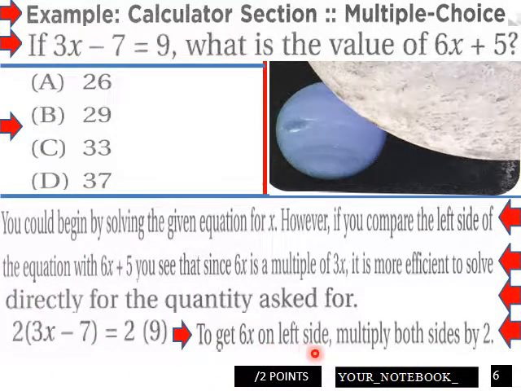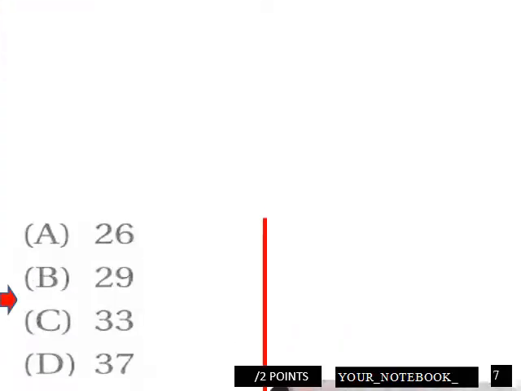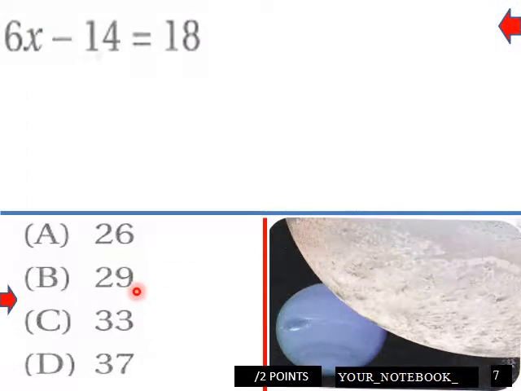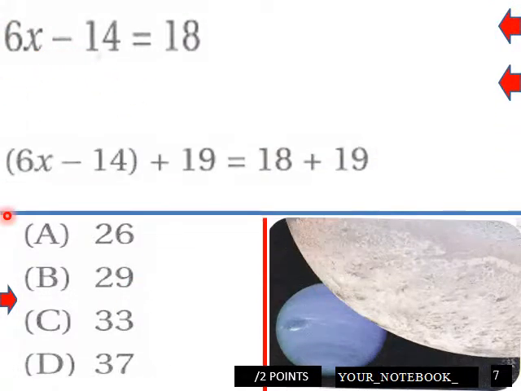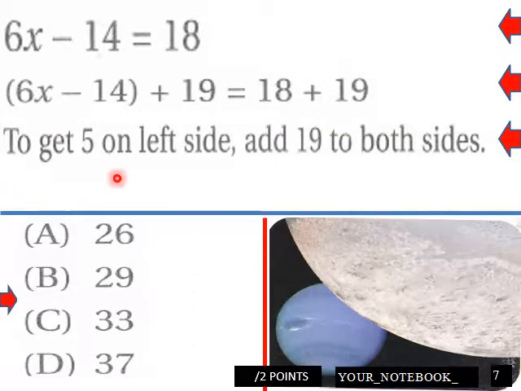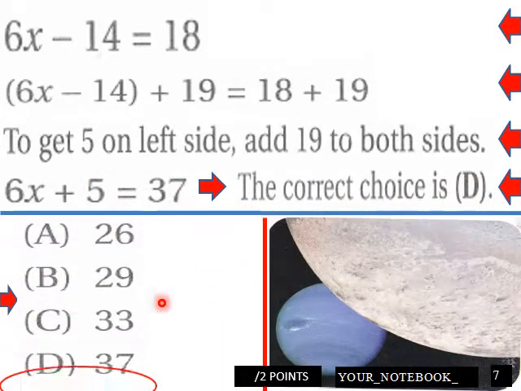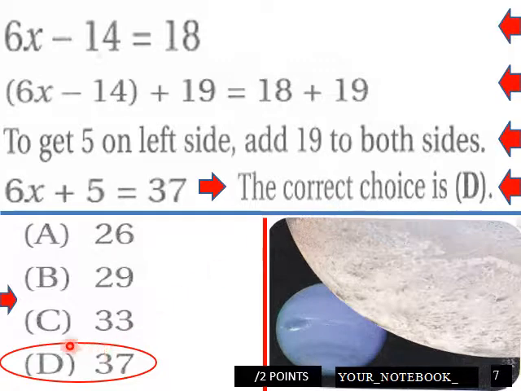To get 6x on the left side, multiply both sides by 2. So then we get this, 6x minus 14 equals 18. Then 6x minus 14 plus 19 equals 18 plus 19. To get 5 on the left side, add 19 to both sides. 6x plus 5 equals 37. Correct choice is D after you do the substitution.